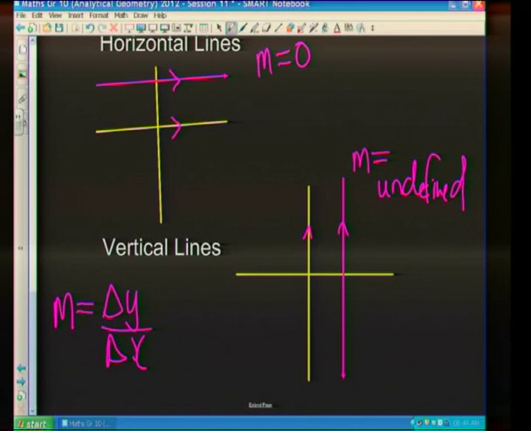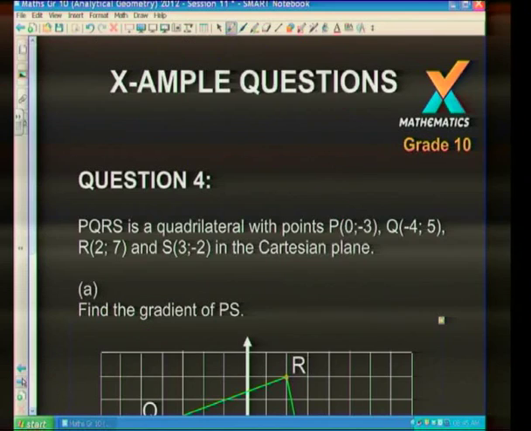If I had to calculate the difference in x on this line, A and B are directly underneath each other, so there is no difference in x. So the delta x will be 0, and remember, we are not allowed a 0 in the denominator. That makes the expression undefined.